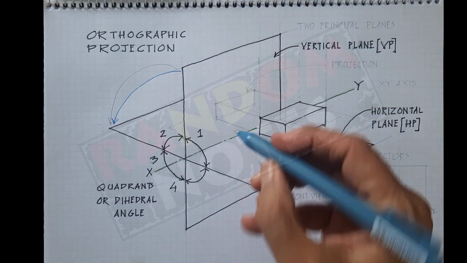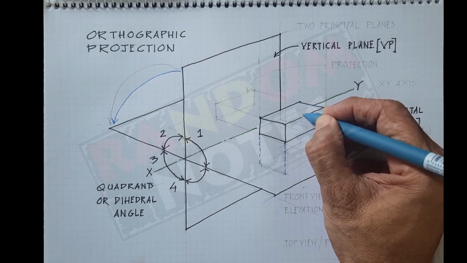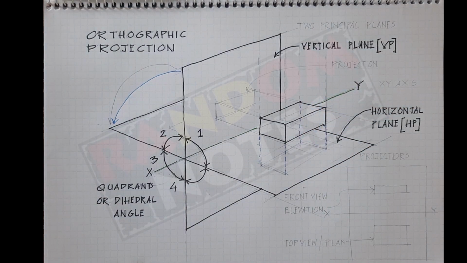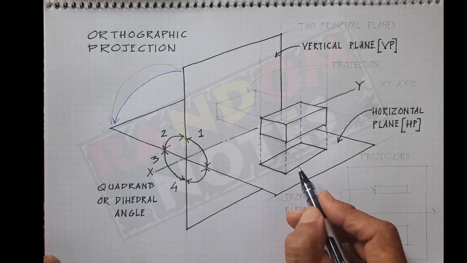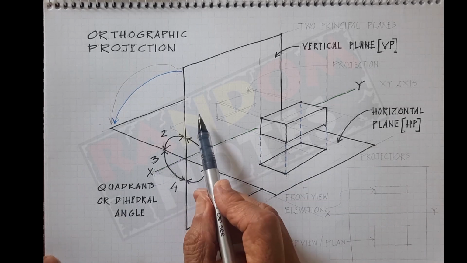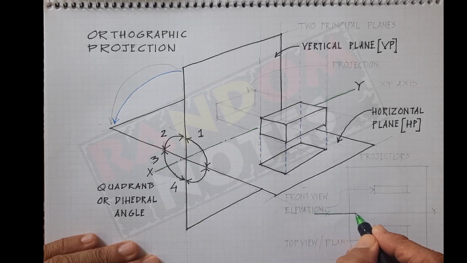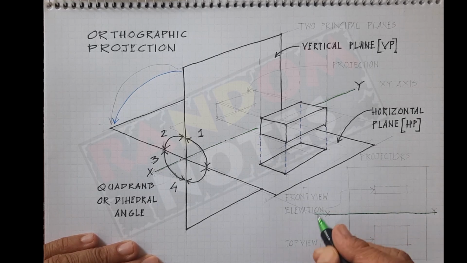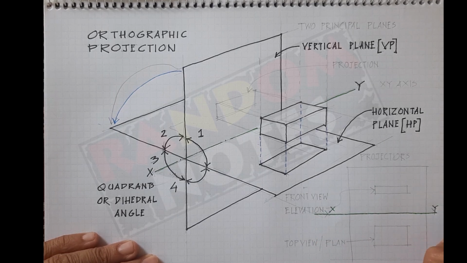So how do I do that? And as these vertical lines hit the horizontal plane below, my plan becomes like this. Now, if I was to translate this into a drawing, I would have this XY line.